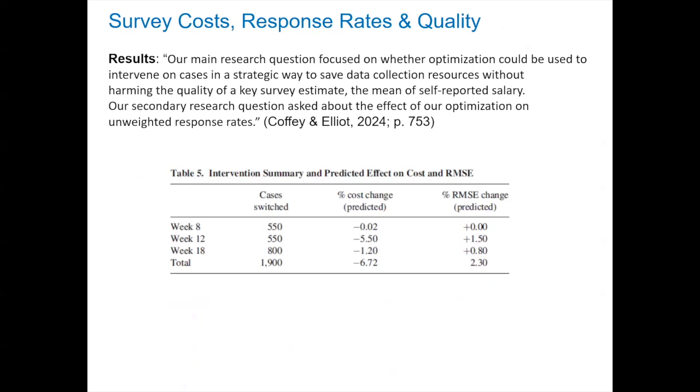This is what they expected. They only expected to reduce costs by between nothing and about 6.72%. And they expected to improve the quality by 1 to 2%. So these weren't massive goals they were trying to achieve.